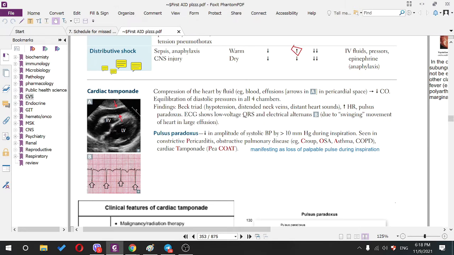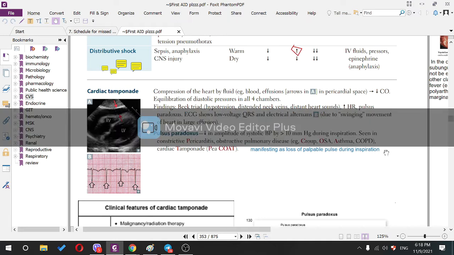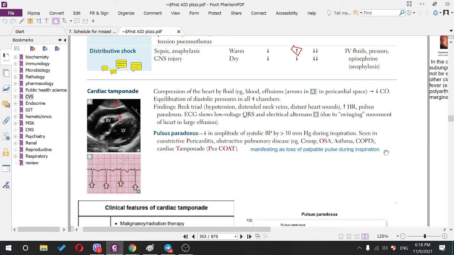Okay, so there will be a higher heart rate in the patient. Why? Why would the patient have a high heart rate? Why do you think, guys? To compensate for what? Why does the patient have a high heart rate in case of cardiac tamponade? Yes, the hypotension. It's a form of reflex tachycardia.